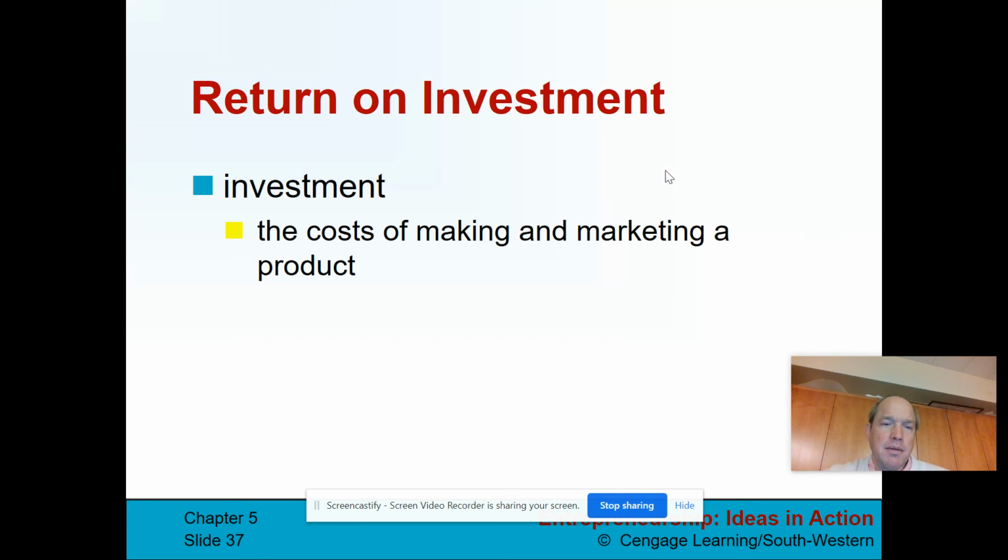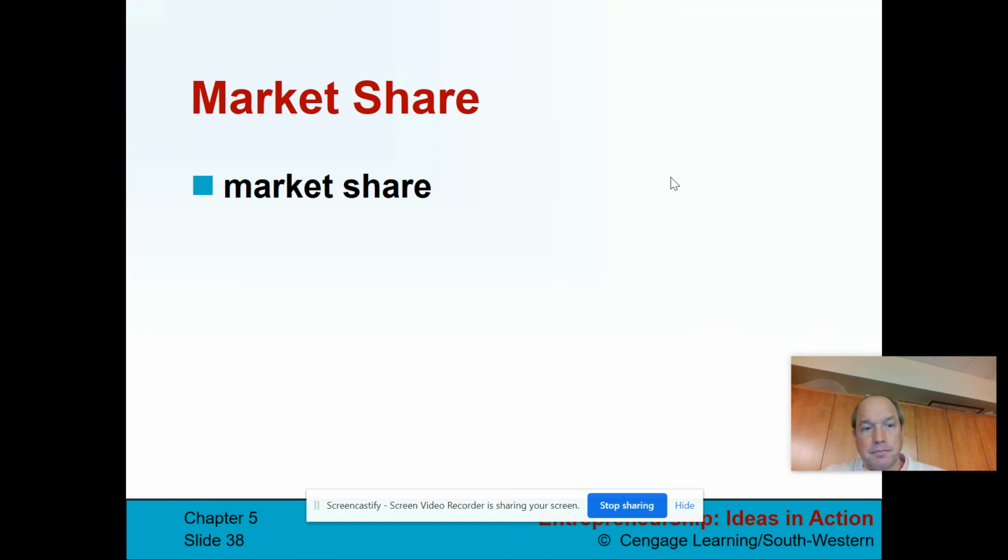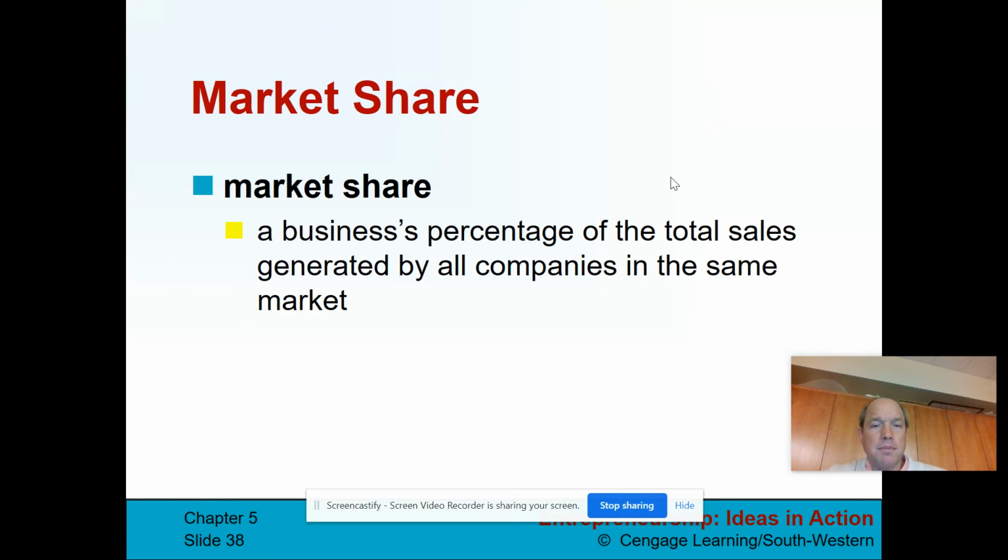So your investment is the cost of making and marketing a product. You're putting money in so that you can make this product and effectively market it. Now, the return on investment is the amount earned as a result of the investment. It's usually expressed as a percentage. The market share is a business's percentage of the total sales generated by all companies in the same market.